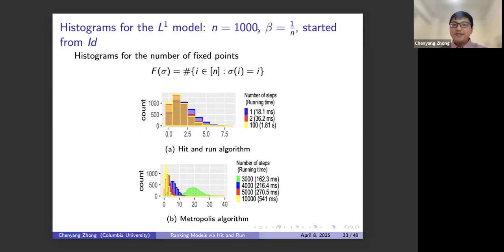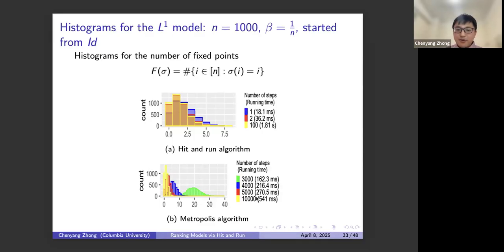So here is an example when n is equal to 1,000, and those are histograms for the number of fixed points. The number of fixed points of a permutation is defined as here. The histograms of the number of fixed points based on the hit and run algorithm after running it for 1 step, 2 steps, and 100 steps are listed here. So we can see that after running the algorithm for 2 steps, the histogram isn't too much different from running it for 100 steps. This suggests that running hit and run for 2 steps already mixes the number of fixed points well, which in practice takes 36.2 milliseconds.